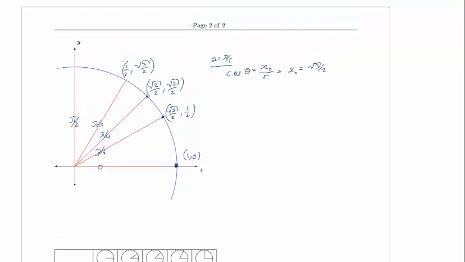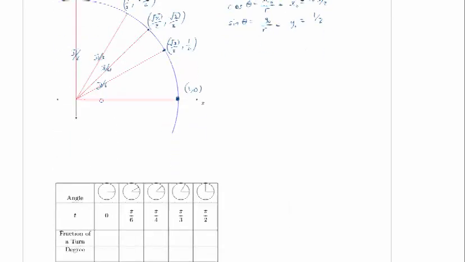Alright, now for sine theta, we got y naught divided by the radius. Radius is 1, so it's simply y naught. So y naught is 1/2, or sine of pi over 6 is 1/2, should I say.